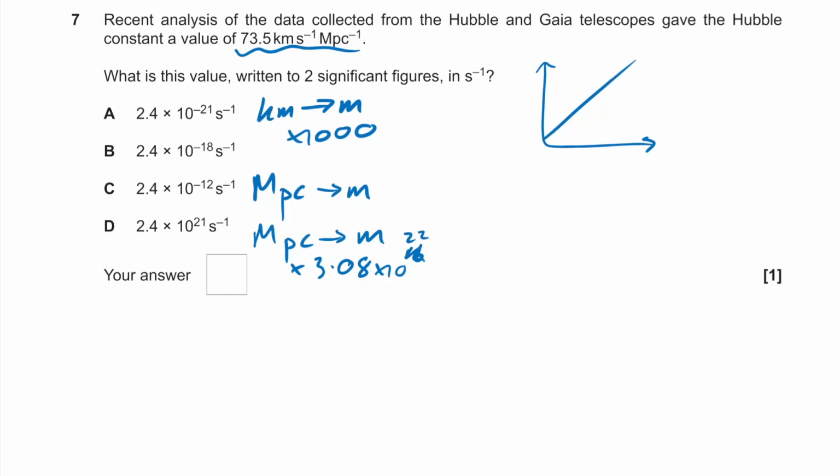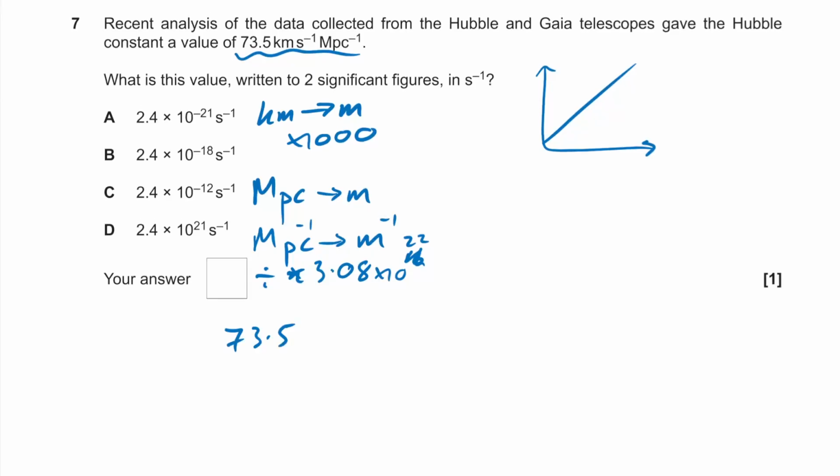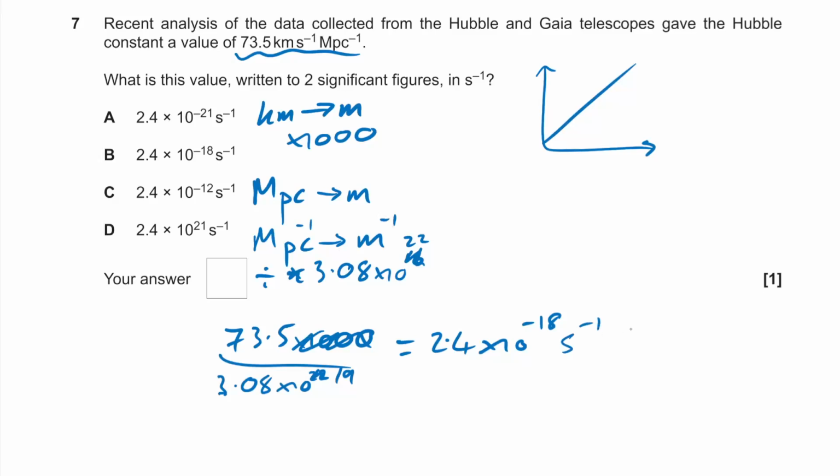So that's going to be 22. But because it's per megaparsecs to essentially per meter, we need to instead divide. It's the opposite. So we need to take our 73.5, times it by 1,000, then divide by 3.08 times 10 to the 22. Actually, what I can do is pop that all in one go, but I'll write it down in full anyway. So it'll just end up being 19 on the bottom there. And that gives us 2.4 times 10 to the minus 18 seconds to the minus 1. So our answer is B.